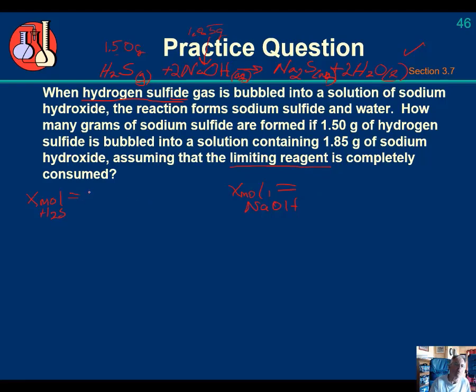I have 1.50 grams of this stuff, and I have 1.85 grams of this stuff. Now, here's the deal. A lot of you are going to rush to say, well, I've got only 1.50 grams of the hydrogen sulfide, it must be the limiting reactant. Well, that may not be true, because sodium hydroxide may weigh more than the hydrogen sulfide.